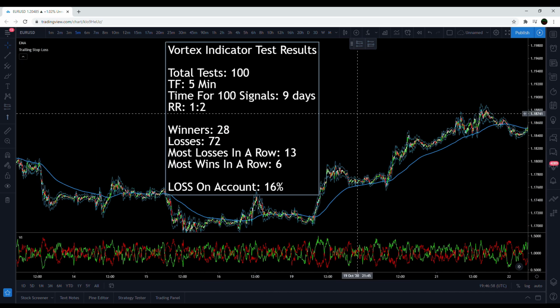The results are in after 100 backtests of the Vortex indicator using a simple strategy, and it was not good at all. This thing spits out signals like no other indicator, way more than the SSL channel even. It only took 9 days of price data on the 5-minute chart to find the 100 signals. Using that 1 to 2 risk reward ratio, there were only 28 winners, 72 losses, with the most losses in a row being 13, most wins in a row only 6. The loss on the account was 16% over this series of signals.